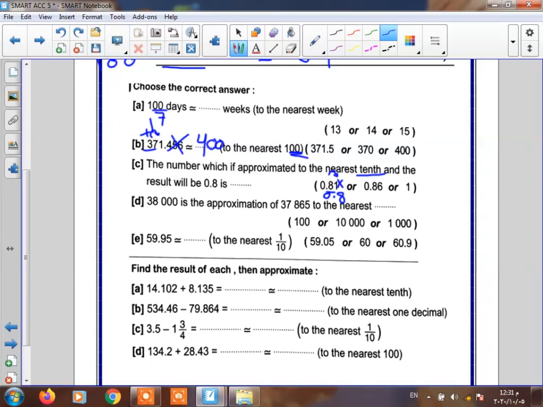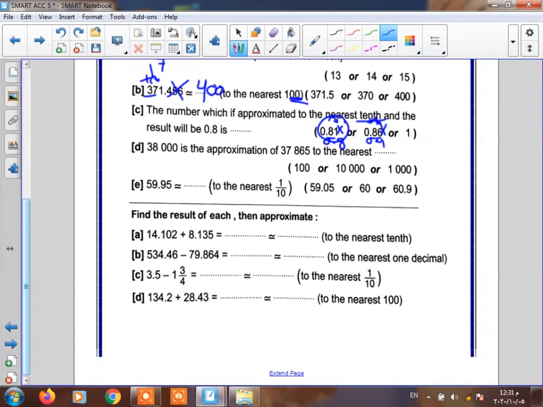Okay, let's check the second one also. Just to check, I can find that the first one is the correct answer. But why is the second answer wrong? Here 8. Look at the number before, 6. It will give 1. Cancel 6. 8 becomes 9, so 0.9. Here the first one 0.81 approximated to the nearest tenth gives 0.8. But 0.86 approximated to the nearest tenth gives 0.9, and the last one is a whole number. It's not approximated to the nearest tenth.